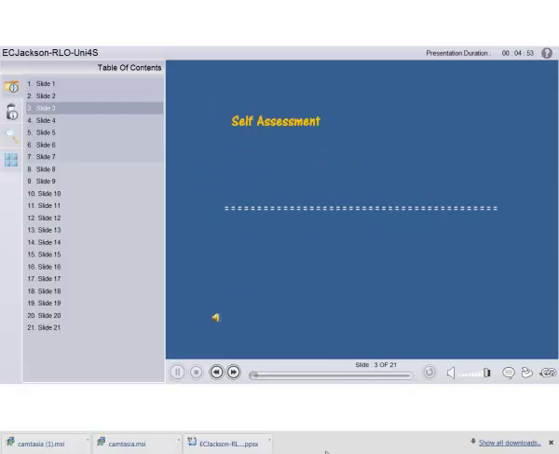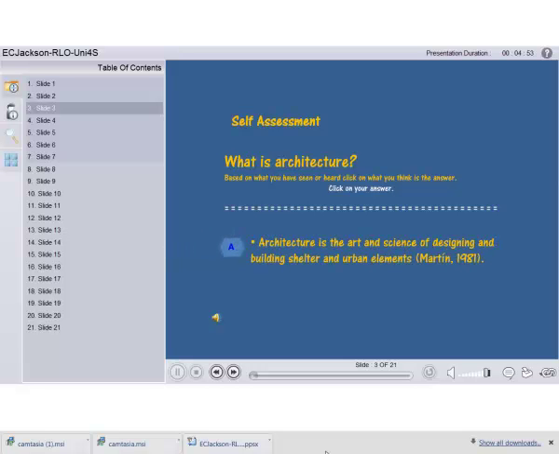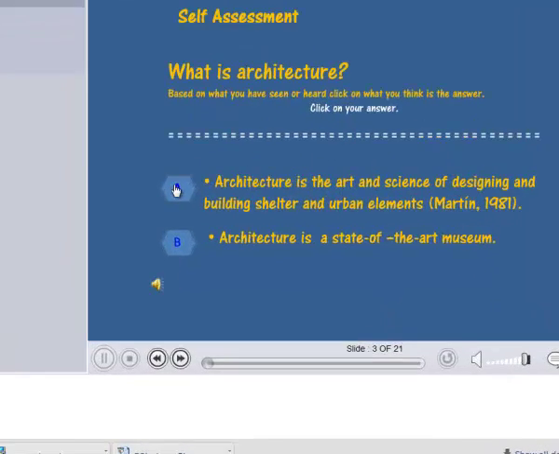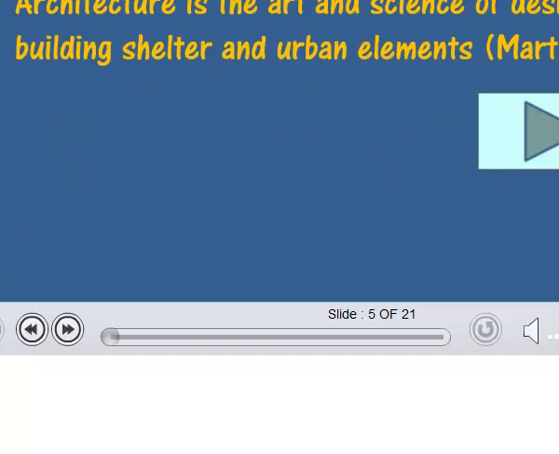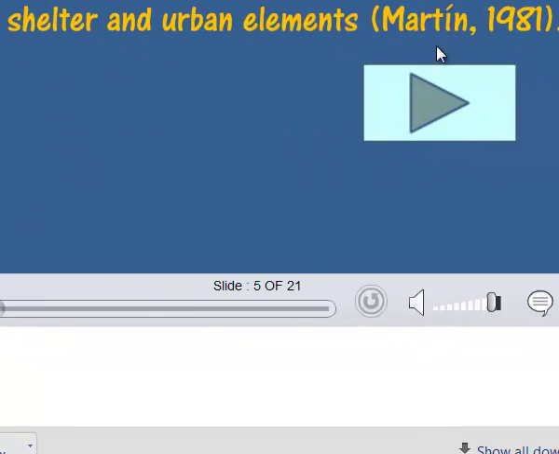First, let's review some essential concepts and terms which we will be using. What is architecture? Based on what you have seen or heard, click on what you think is the right answer. A. Architecture is the art and science of designing and building shelter and urban elements. Martin, 1981. Or B. Architecture is a state-of-the-art museum. Click on your answer. Correct. Click on the arrow below to continue.